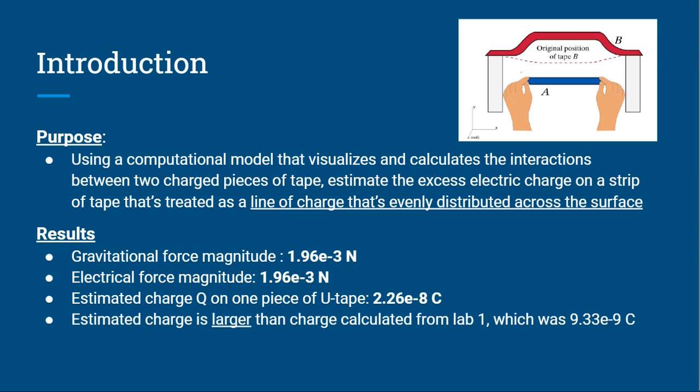We find that the gravitational force magnitude on the tape is 1.96 times 10 to the negative third power newtons. Using our model for Lab 2, we find a new charge that gives us an electrical force that is equal and opposite to the gravitational force, and the new charge is 2.26 times 10 to the negative 8th power coulombs, which is larger than the charge estimated in Lab 1.